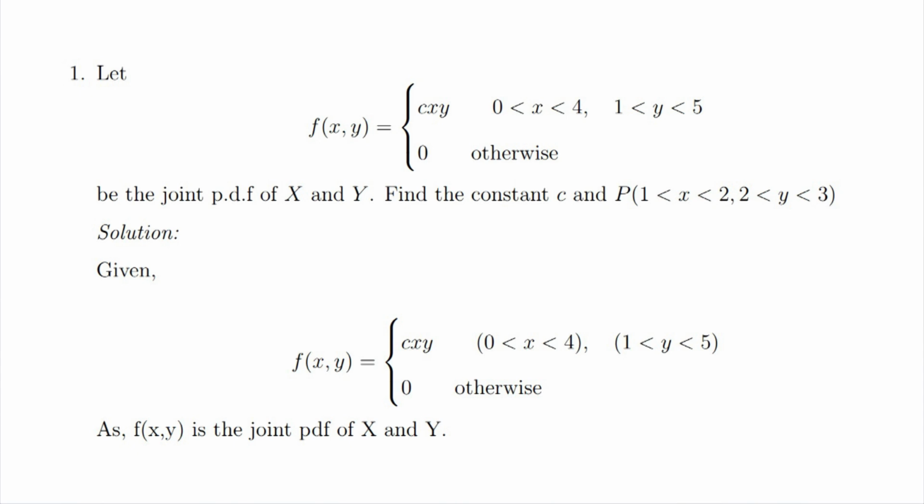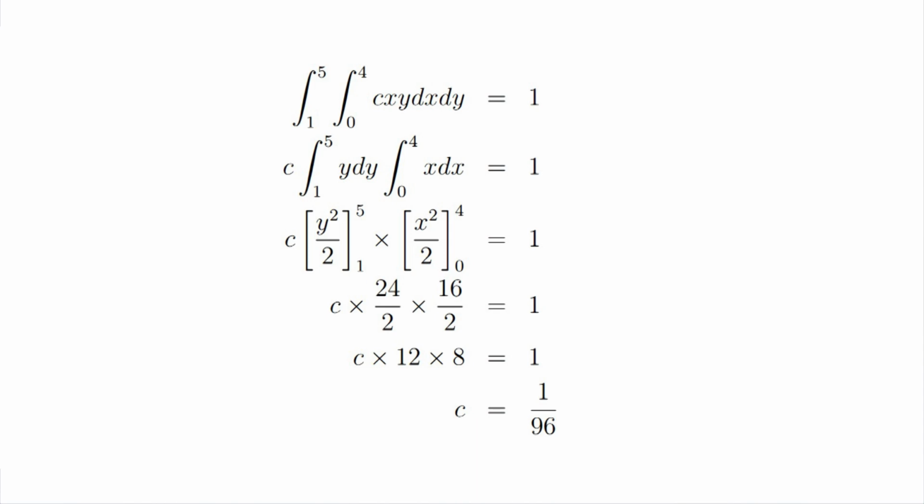As it is a joint density function, according to the condition of the probability density function, we have the integral from 1 to 5, integral from 0 to 4 of cxy dx dy is equal to 1, which implies c into the integral from 1 to 5 of y dy into the integral from 0 to 4 of x dx is equal to 1, which implies c into y square by 2 in the limits 1 to 5 into x square by 2 in the limits 0 to 4 is equal to 1, which implies c into 24 by 2 into 16 by 2 is equal to 1, which implies c into 12 into 8 is equal to 1, which implies c is equal to 1 by 96.